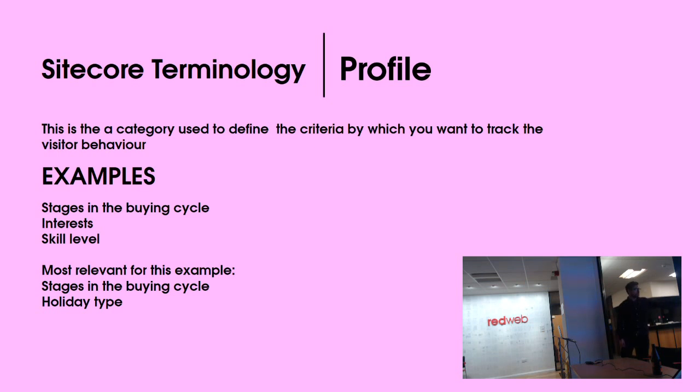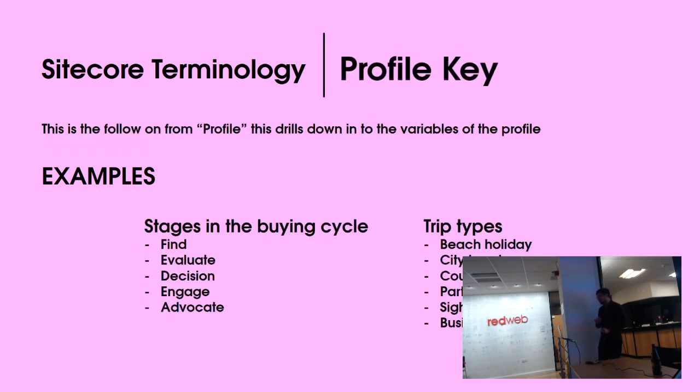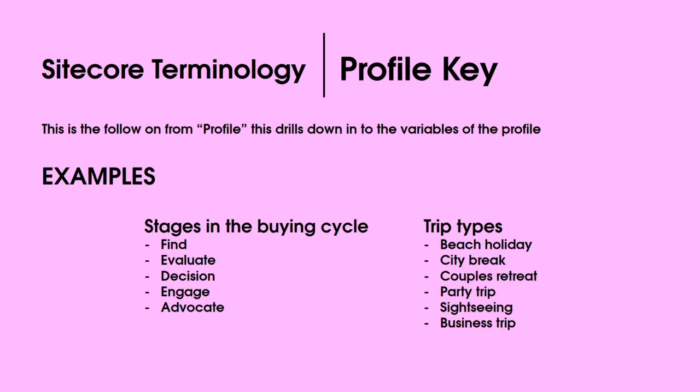The most relevant for this example is stages in the buying cycle and holiday type. Holiday type is a really simple one, right? So you can do a business trip or a couples retreat or whatever. So that's the profile. Does that make sense before I go on? Okay. Next is the profile key. I've taken those most relevant examples and broken them down. For stages in the buying cycle, the keys would be find, evaluate, decide, engage, and advocate. And then the trip types will be a beach holiday, city break, couples retreat, party trip, sightseeing, and a business trip. So those are the keys.